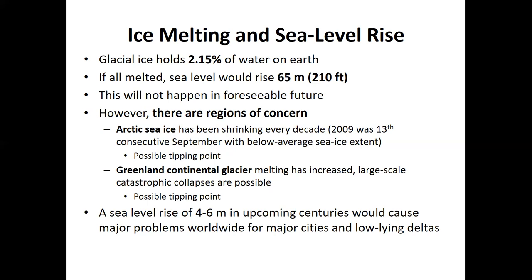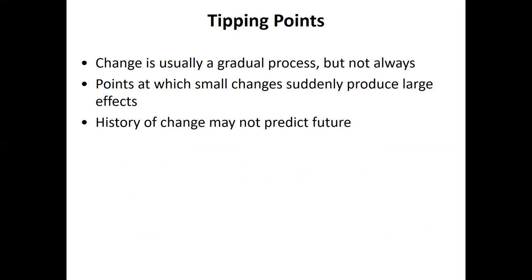So, tipping points. Change is usually gradual, but it's not always. There are these points at which a small change could suddenly produce a large effect, and those are known as tipping points. And so the history of change may not be a good predictor of the future. So just because things have been changing gradually doesn't mean they will continue to.